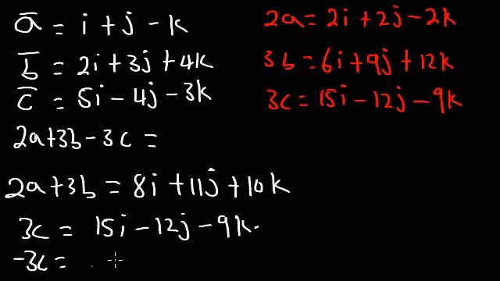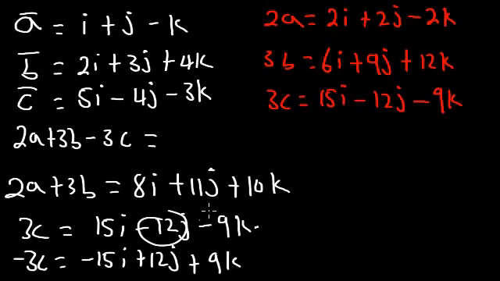Negative 3c, that will be negative 15i, positive 12j, then positive 9k. Okay, the negative will affect the 15 to become negative, will affect this to be positive. Similarly, this will also be positive. Okay, perfect. So now let's continue.